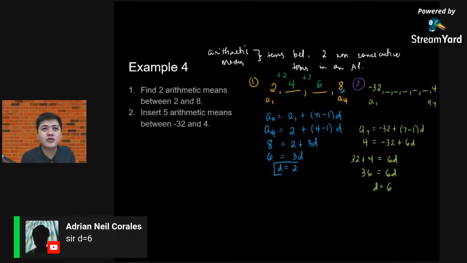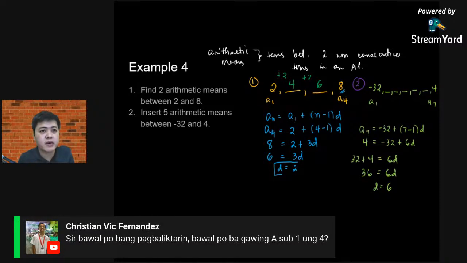Hindi ko sure kung may rule na dapat kung ano yung unang sinabi, siya yung mas nauna dapat. Pero baka ganun para ma-avoid siguro yung confusion natin. Kasi kung gagawin natin 4 tapos ang last term ay negative 32, so your common difference will be negative 6. Tama ba? Sabi kasi ni Vic, kung pwede daw na baliktarin.